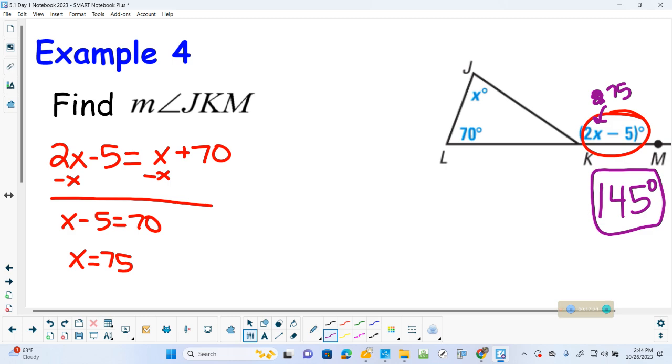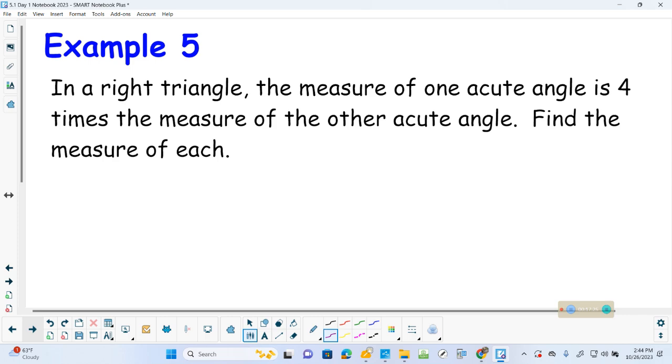All right. In a right triangle, the measure of one acute angle is 4 times the measure of the other acute angle. Find the measure of each. Okay, fun, interesting. Now, in a right triangle, so they're talking about interior angles. All 3 angles inside a triangle add up to what? 180. So we're going to add our 3 angles. I'm just going to put 3 blanks.